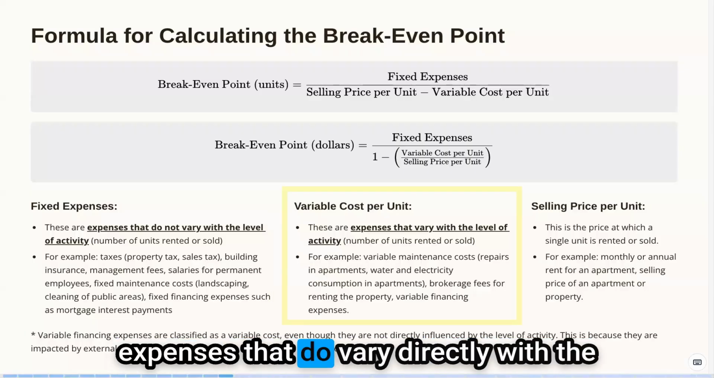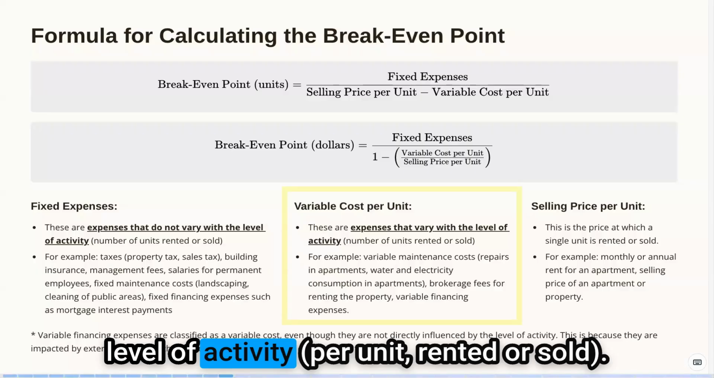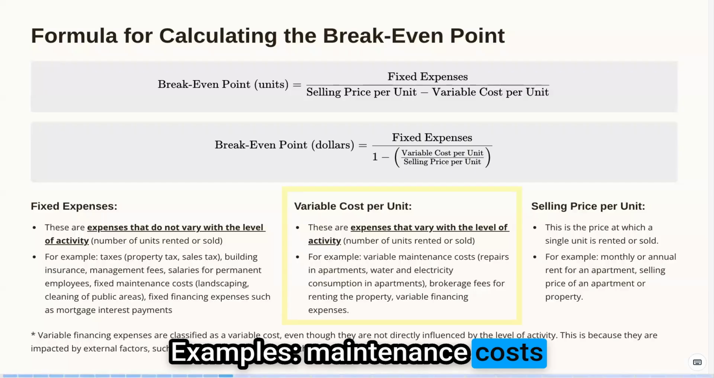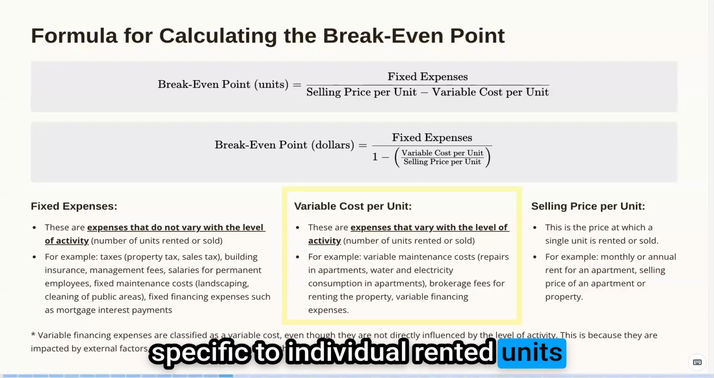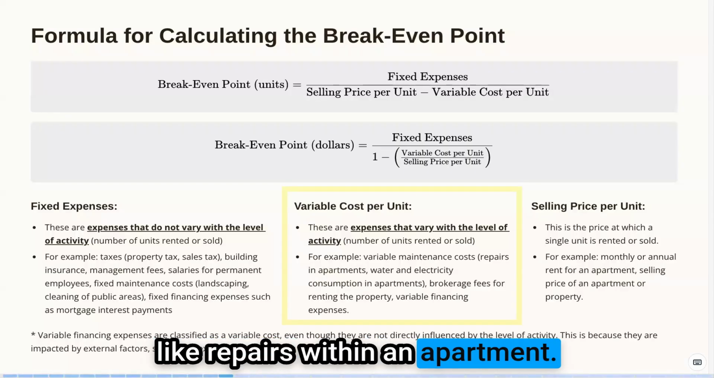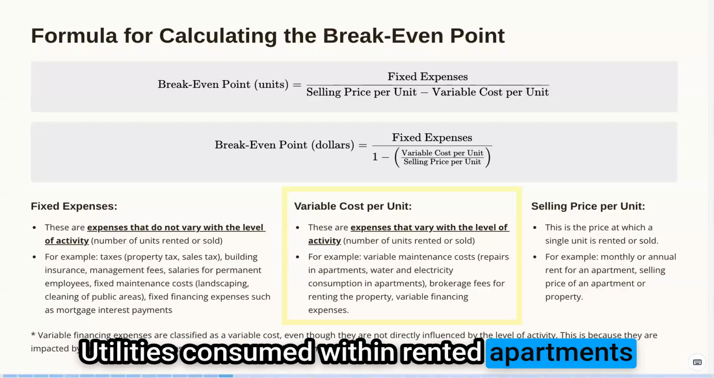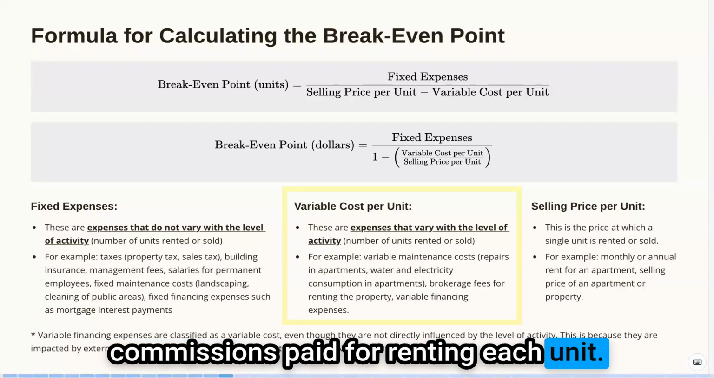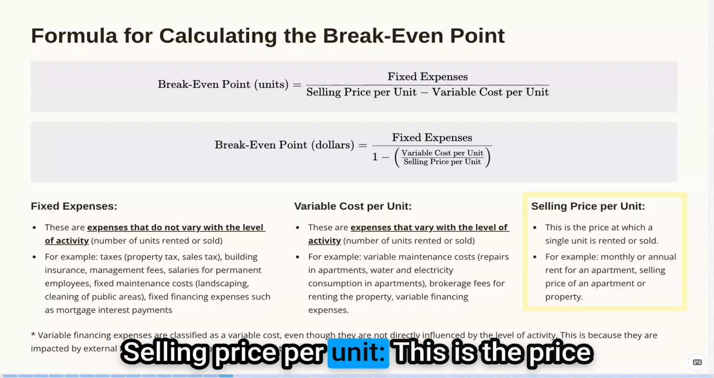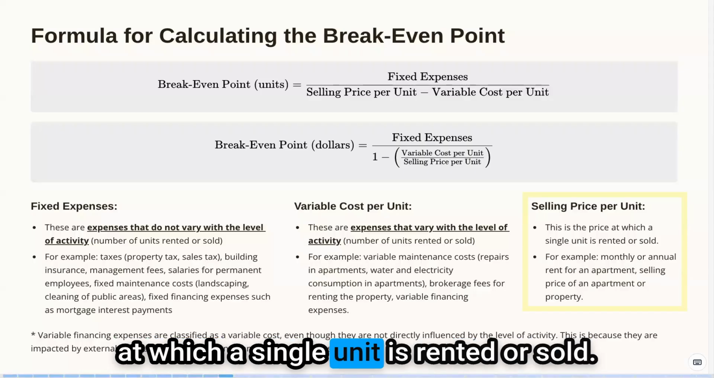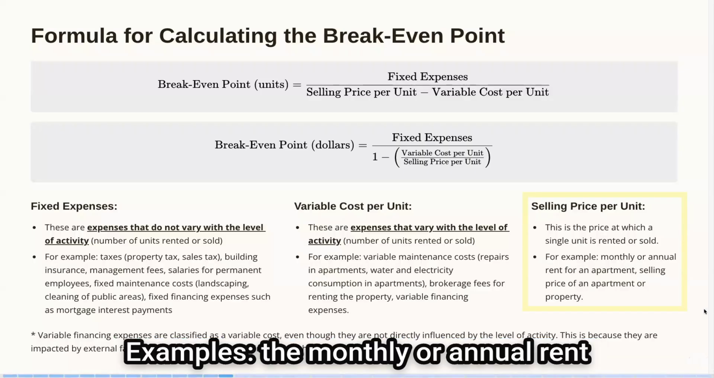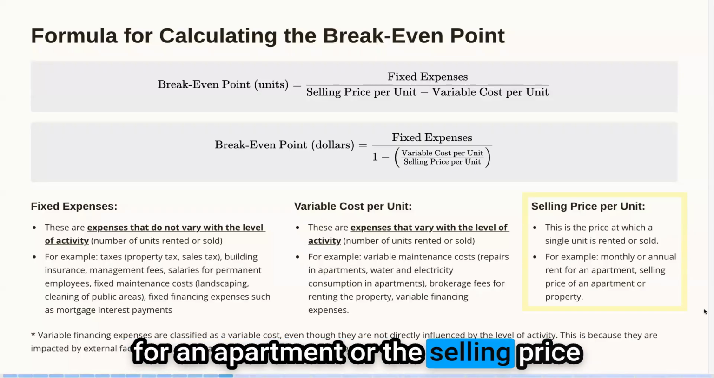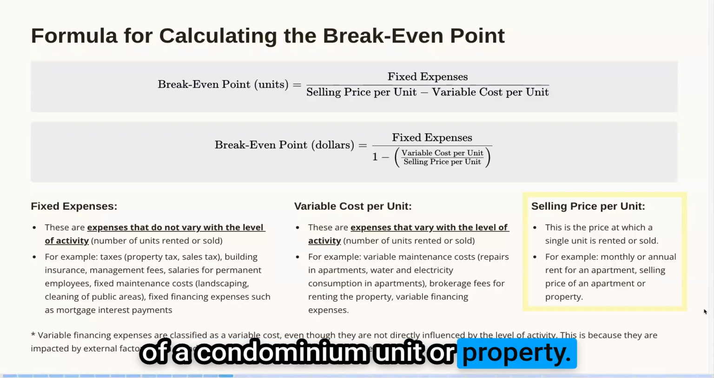Variable cost per unit. These are expenses that do vary directly with the level of activity per unit rented or sold. Examples: maintenance costs specific to individual rented units, like repairs within an apartment, utilities consumed within rented apartments if paid by the owner, brokerage fees or commissions paid for renting each unit. Selling price per unit. This is the price at which a single unit is rented or sold. Examples: the monthly or annual rent for an apartment, or the selling price of a condominium unit or property.